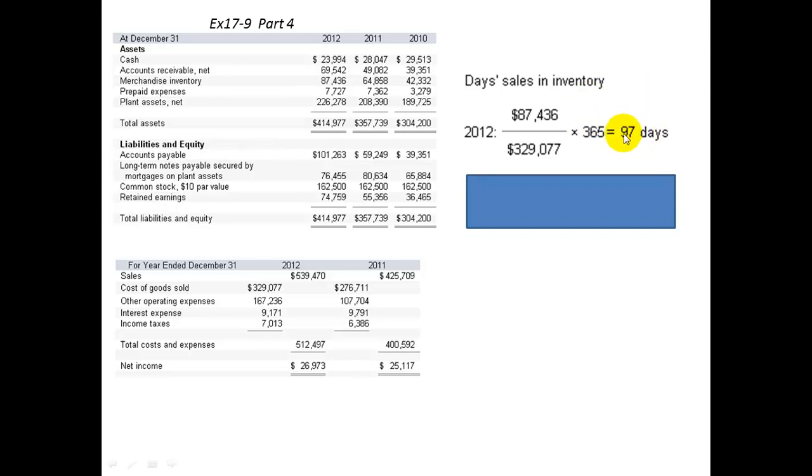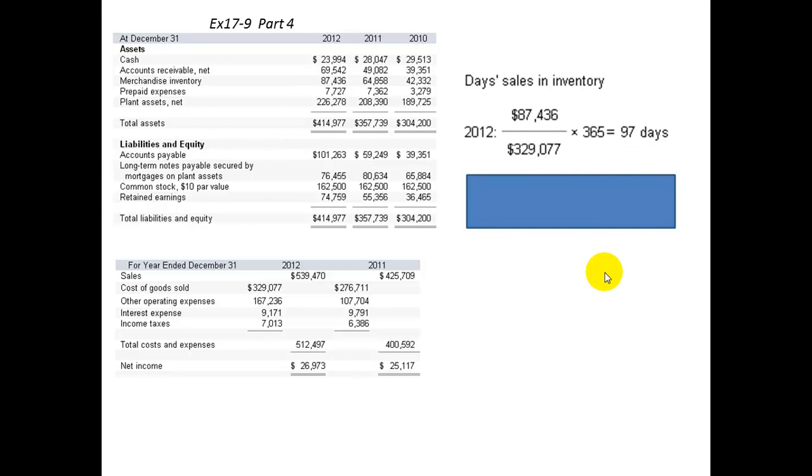Now this ratio is a little trickier to make some kind of judgment on, because you want some inventory, but you don't want so much inventory that you're dusting it, or you're just watching it, let's say, become less valuable. So in this case, for this particular kind of company, I don't know what 97 days means. So it's hard to say if it's good or bad or getting better or getting worse.